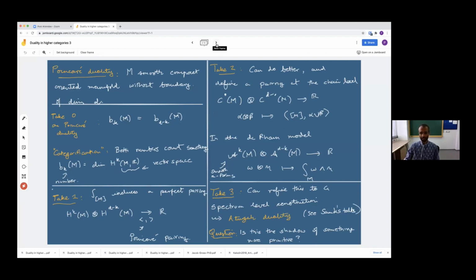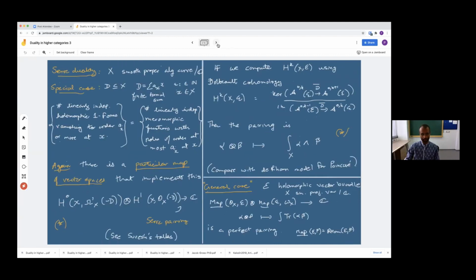But first, let's see some other examples where you have similar phenomena in other areas of mathematics, where again you climb up from something very basic and you end up with something. You climb up what I call the categorical ladder. So I'll describe that later.